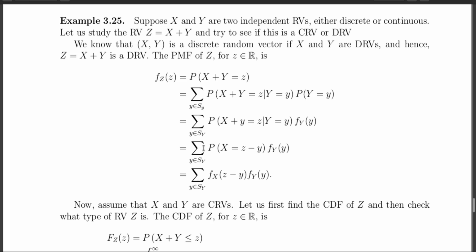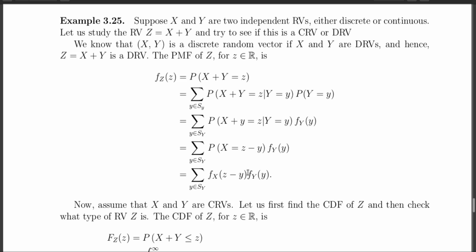So finally we got that the probability that Z equals z, or X plus Y equals z, can be written as the summation over y belonging to S_Y of f_X at the point z minus y into f_Y at the point y. So it is very easy to remember, because when Y equals y, X has to take the value z minus y, and because they are independent, the product will come.